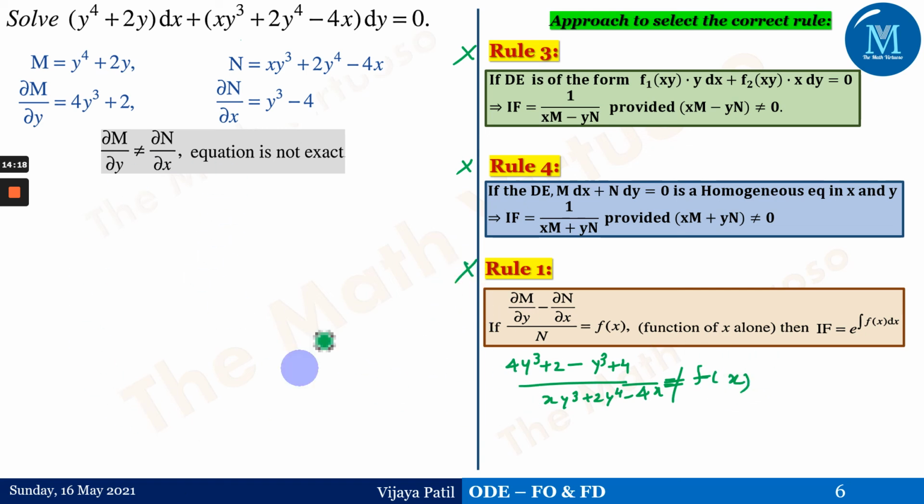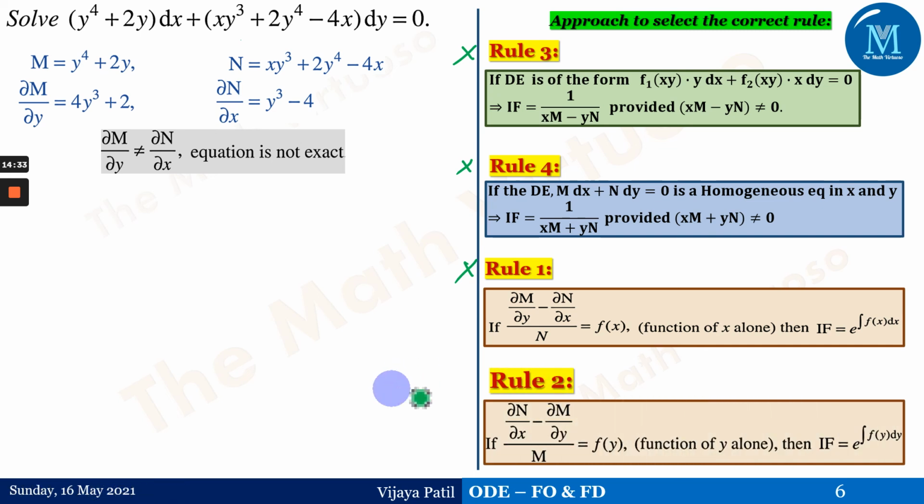Do not do these things in your fair work. Just try to do it somewhere in the rough, so that you will not have any mess while doing it. So you can easily check. Rule number 1 is also getting discarded for this particular question. So we need to make a move to rule number 2.